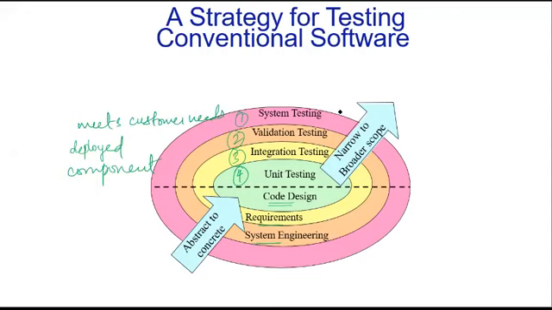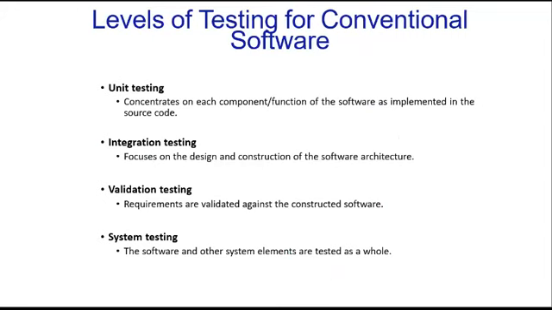Then you've got system testing. System testing means testing the entire system as a whole. So this is how you're going from a narrow to a broader scope, beginning from small things and then completely testing the entire software. So these are different strategies for conventional software. Now, let me explain each of these testings in detail.